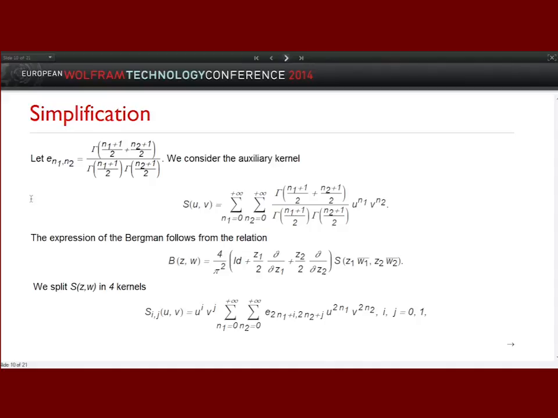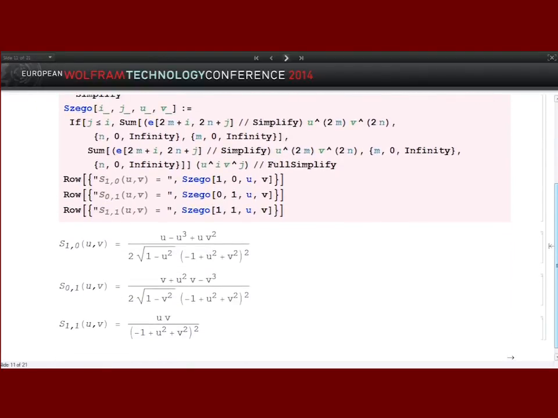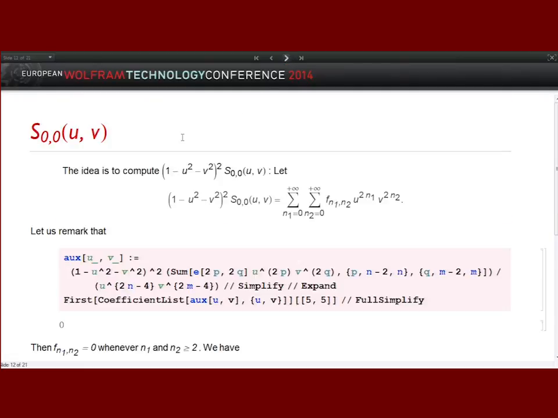First, I consider a simplification, so I denote by E n1, n2 this fraction, and I create this kernel. The kernel S and the kernel B are related by this relation. And because of the 2 at the denominator, I split S of Z and W in 4 parts. And it remains to evaluate each part. For S10, S01, and S11, the computation is direct, and we have this. But for S00, the idea is to compute this function.